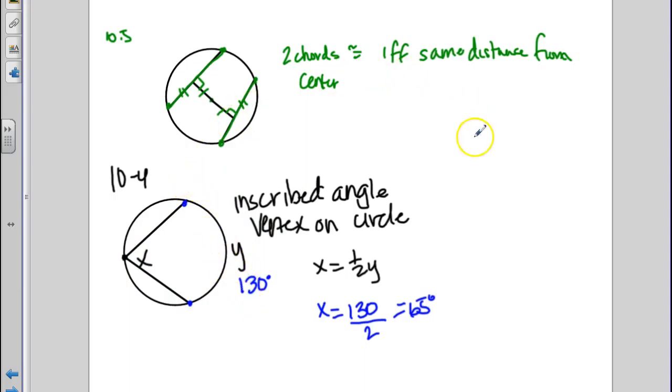All right. If two arcs, hold on, I can't talk and draw circles at the same time.